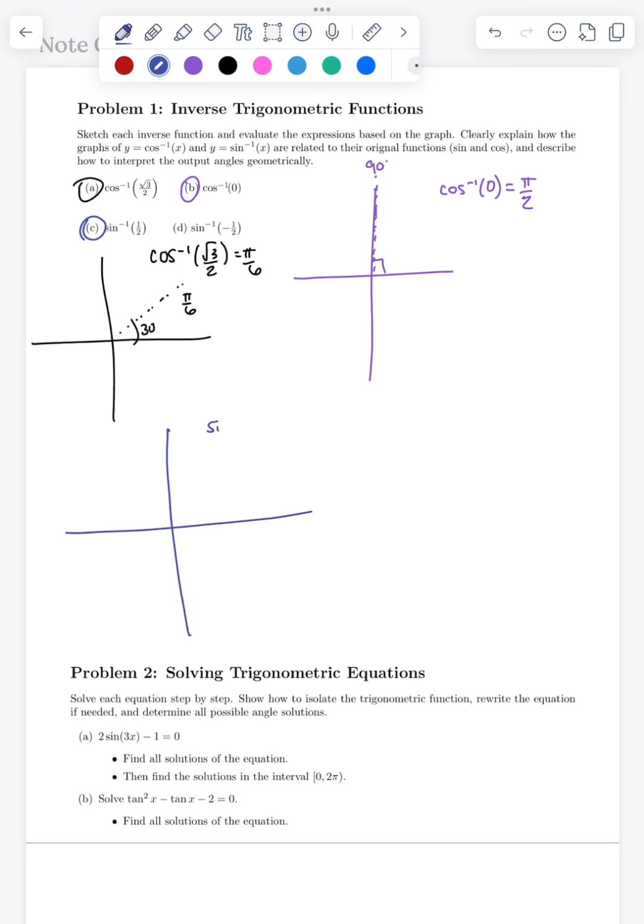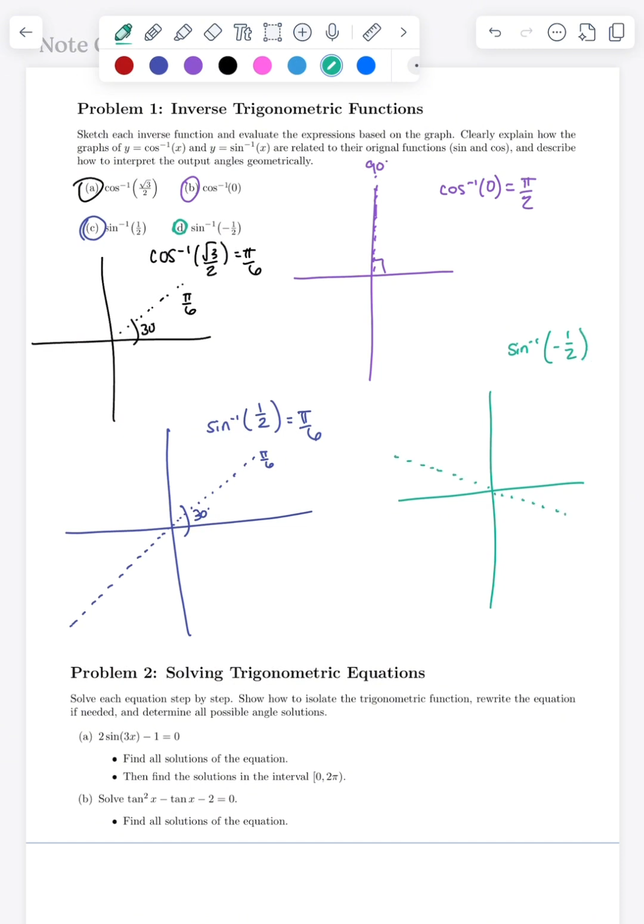And then I found where sine is positive 1/2. It's also at pi over 6. And then for the last one, where sine is negative 1/2, it's going to be the opposite, so it's going to be 5 pi over 6.